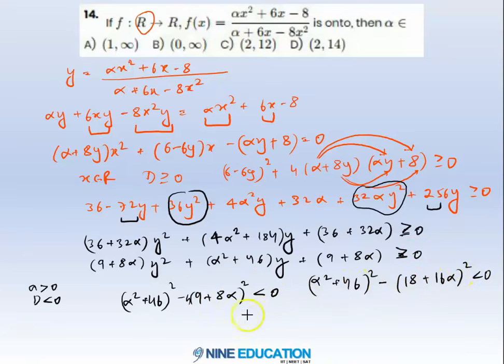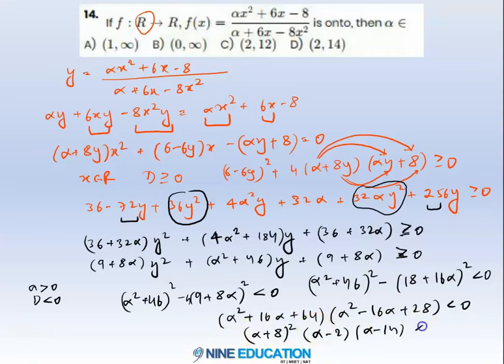So this is a square minus b square. I can write (a minus b) and (a plus b) together also. So alpha square plus, I'm going to add, so this is 16 alpha, 46 and 18 will become 64. Okay, so this is a plus b. Then next one is a minus b. If I do a minus b, it will become 46 minus 18, 28, and this will become minus 16 alpha plus 28 less than 0. So this is nothing but (alpha plus 8) whole square, it is going to be positive anyways, times (alpha minus 14) less than 0.